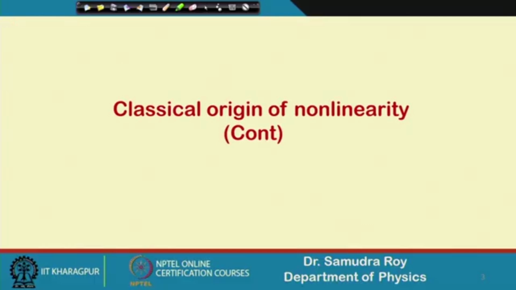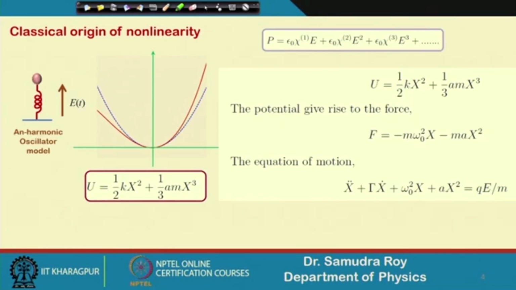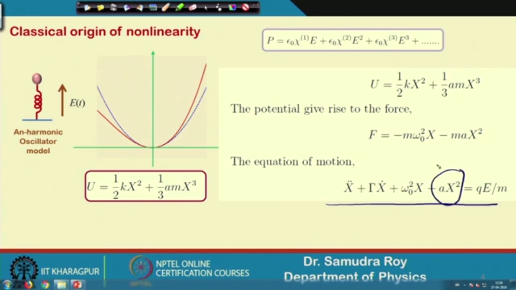The classical origin of nonlinearity is continued. That was our picture: if the electric field is very high, then the electron is going to vibrate, and this vibration will not be modeled as a harmonic oscillator, but some sort of anharmonic term should be there. When we have some anharmonic term, some kind of nonlinearity will be there in the system: the force will not be proportional to x anymore, some x square components are also there. As a result we have a different kind of equation of motion, and this equation of motion contains a nonlinear term which is sitting here.